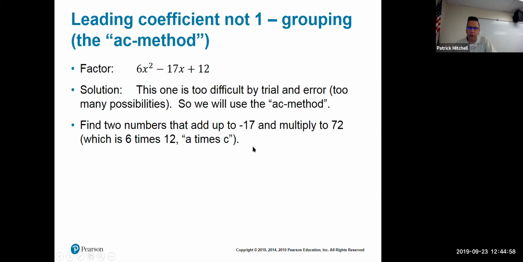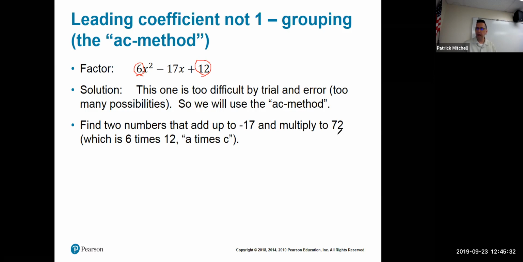So the way that that works is you find two numbers that add up to -17 and multiply not to 12, but to 72. And where did they get the 72? They got it from 6 times 12. That's why it's called the AC method, because this thing, we often think of it as ax squared plus bx plus c. So that number is called A, that number is called C. So I need two numbers that add up to -17 and multiply to 72.